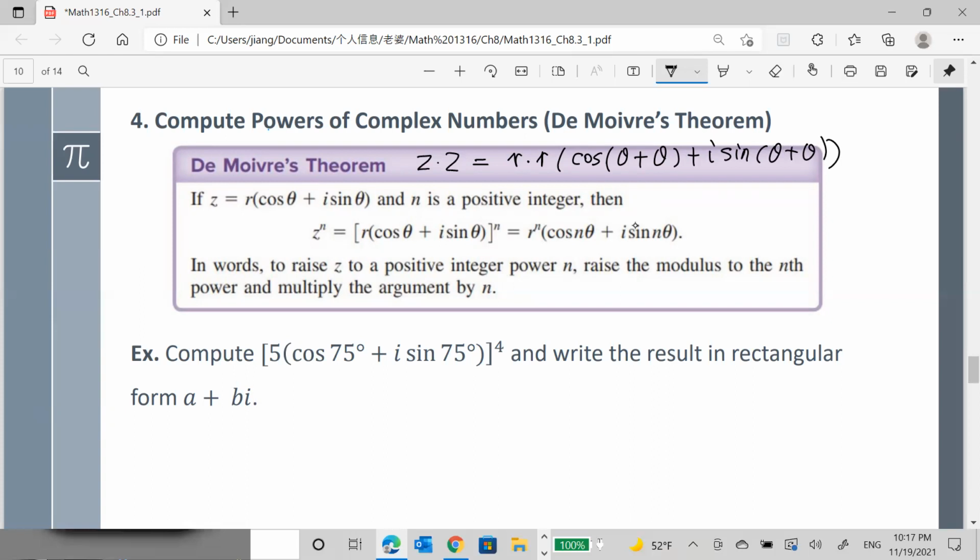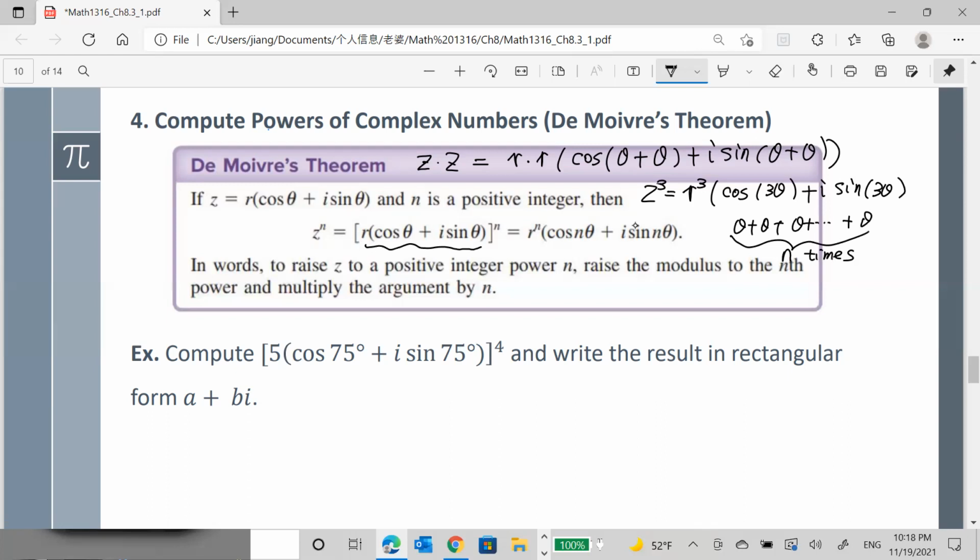How about I have another z? I continue to have another z, cubed. And that means I multiply by r here again. That means r cubed. And then cosine, in the parentheses, I need to add another theta. It's 3 theta plus i times sine 3 theta. And then close the parentheses. If I continue to do that, I have z to the nth power equals r to the nth power times cosine n theta plus i sine n theta, because theta plus theta plus theta, and then continue to plus another theta. Totally we have n times theta.